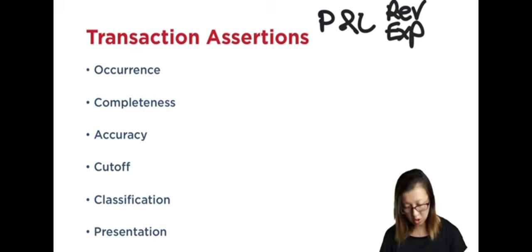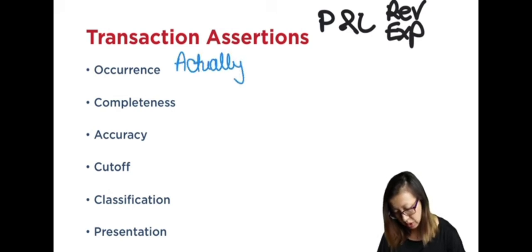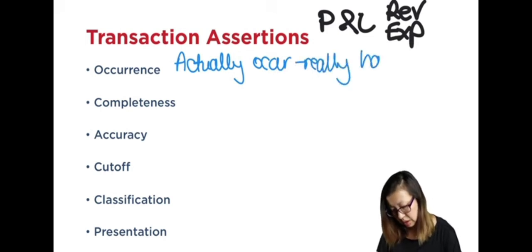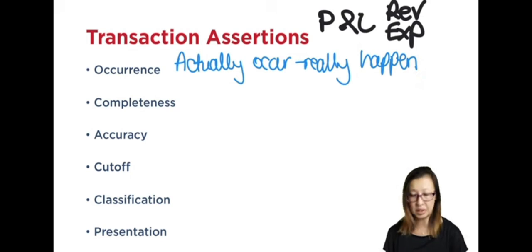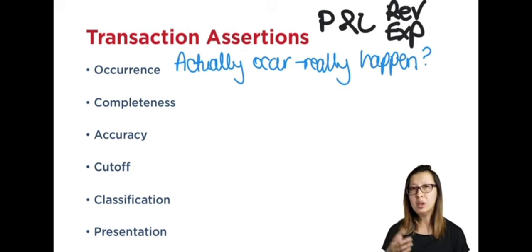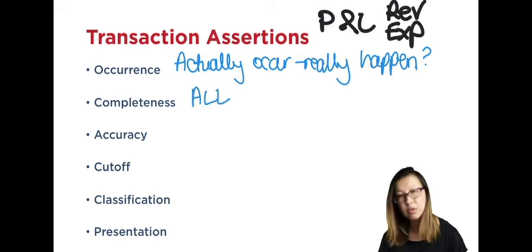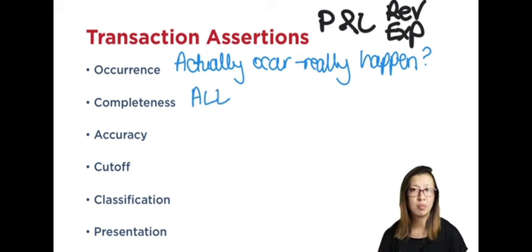So what does occurrence mean? Occurrence means, did the transaction actually occur? Did it really happen? Did we have goods go out to the customer? Did we have a service provided to the customer? So we're saying, is it real? Did it really happen? Did it actually occur? Now, all of these assertions have a hint in the name. The second one is completeness. So completeness really means, have we recorded all of our transactions? I haven't left off some or excluded others.